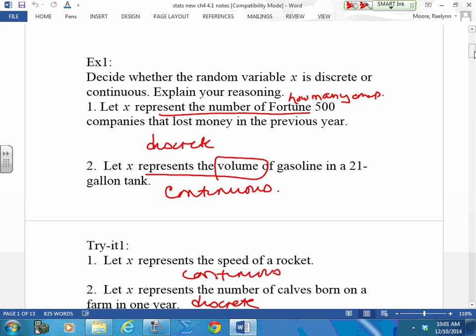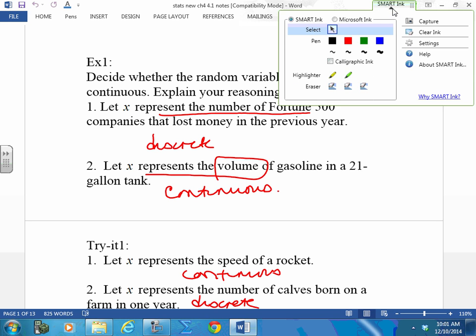Okay? Easy, right? It kind of makes sense. You ask yourself, if you can make a fraction or a decimal, it's continuous. That's what you want to ask yourself.